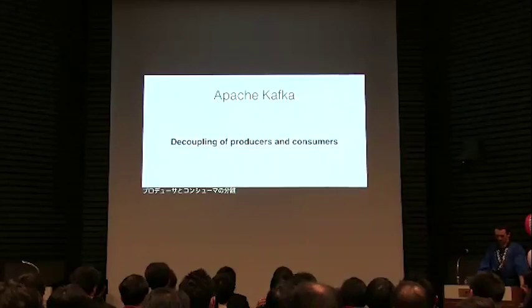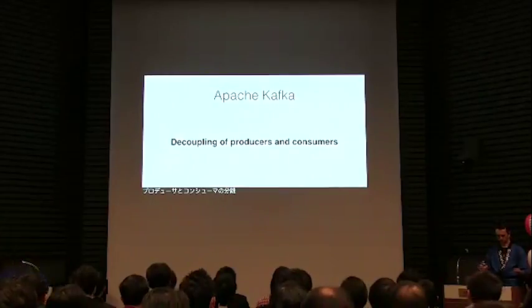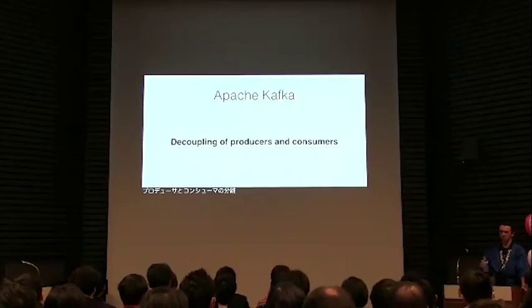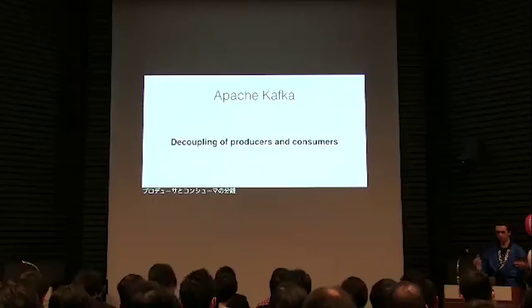One of the most important advantages of Kafka is decoupling producers from consumers. Okay? Decoupling means that producers and consumers are independent of each other. So producers don't know how many consumers there are. Consumers don't know how many producers there are. They don't care. There is this persistent log between them, and that's what they care about.